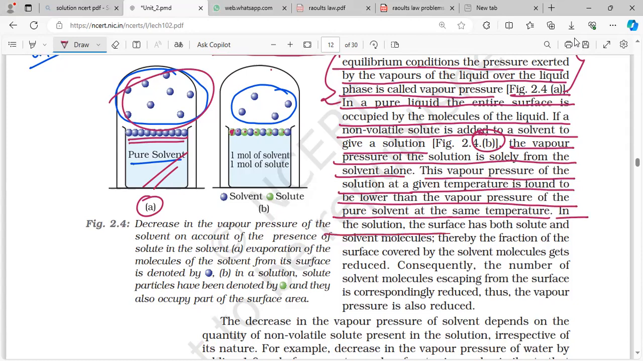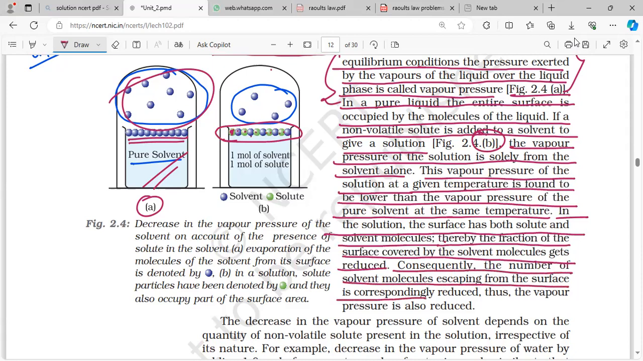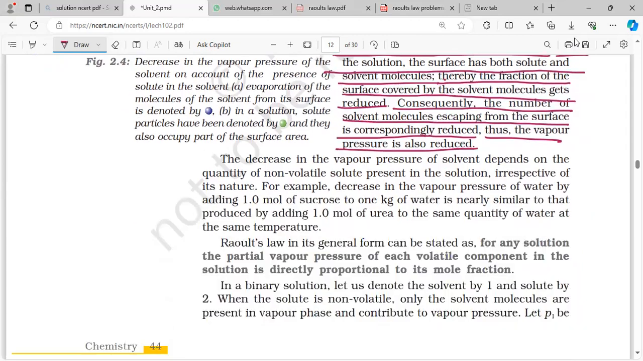In the solution, the surface has both solute and solvent molecules. So solute and solvent are both here. Thereby, the fraction of the surface covered by solvent molecules gets reduced. How many solvent molecules are there? One, two, three, four, five only. Consequently, the number of solvent molecules escaping from the surface is correspondingly reduced. Thus, the vapor pressure is also reduced. Getting? Yes, sir.